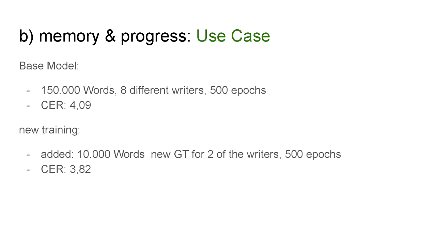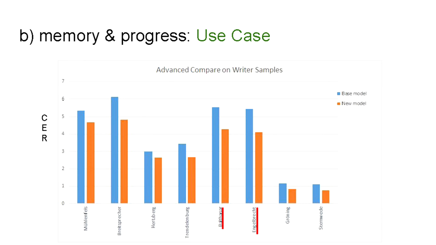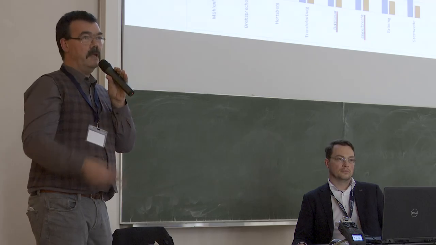3.8%. This is not so much as I expected, but if you do specified validation, in this case, these are the 2 writers for whom I added ground truth, Balthasar and Engelbrecht. The blue columns are the base model, the old model. You can see that for all the writers, not only for the 2 writers where I added my ground truth, the results are better than before, thanks to 500 epochs more training on a base model.